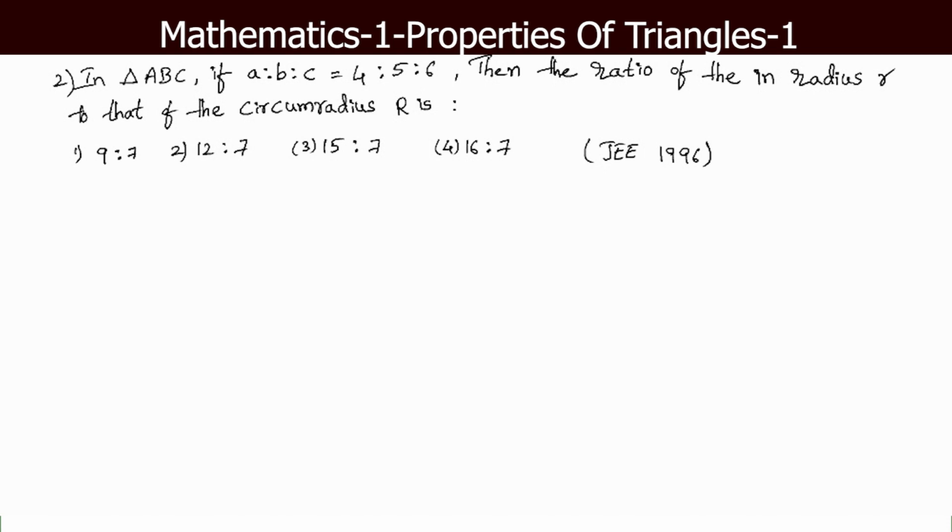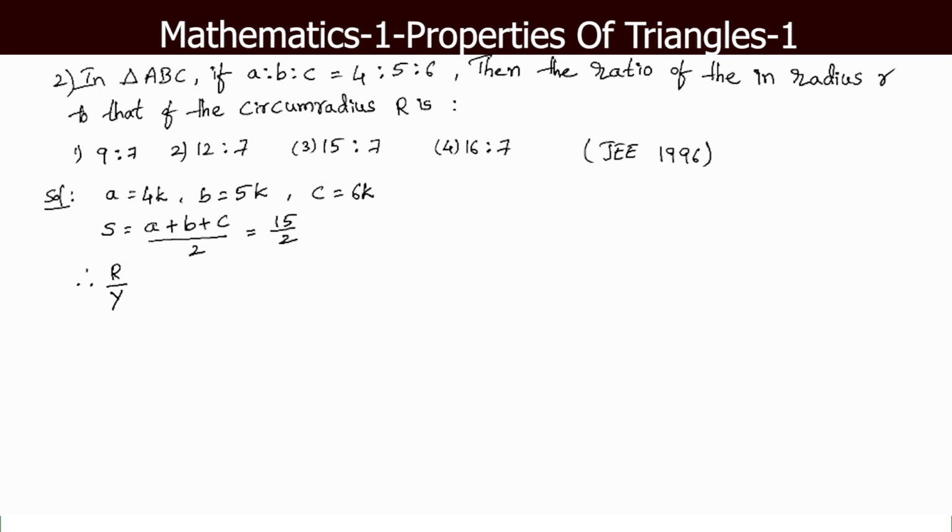Now, because a, b, c are in the ratio 4:5:6, we can assume a is equal to 4k, b is equal to 5k, c is equal to 6k, where k is a constant. So that means small s, that is half the perimeter, is equal to (a plus b plus c) by 2, which is 15k by 2. And capital R by small r: you know that delta is equal to abc by 4R. In a triangle, delta is equal to abc by 4R.